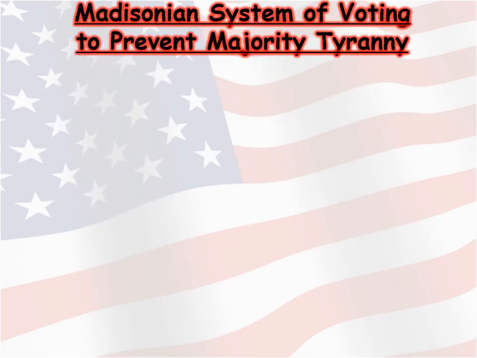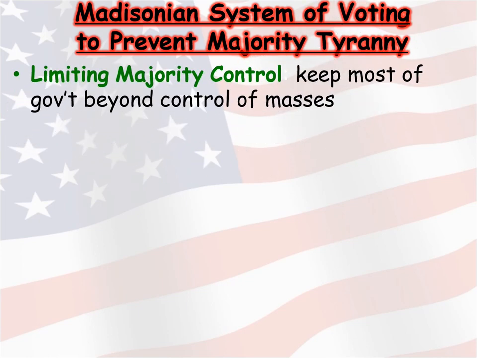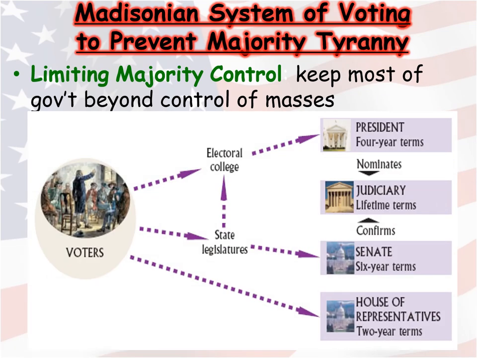So this slide is devoted to the Madisonian system of voting, which was aimed specifically at preventing majority tyranny, to limit majority control, essentially keeping most of the government beyond control of the masses, to where regular people would have as little to do with putting those in positions of power as is possible. Let's look at this chart to show us what I'm talking about.